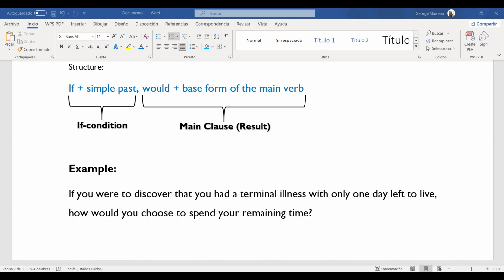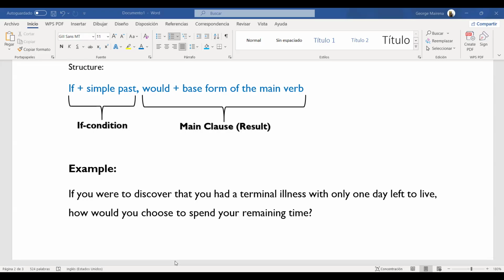I said, if I discovered that I had a terminal illness with only 1 day left to live, I would like to eat my favorite food. And then I asked you, what is your favorite food? Arroz a la valenciana. Okay, very good. It's so delicious.